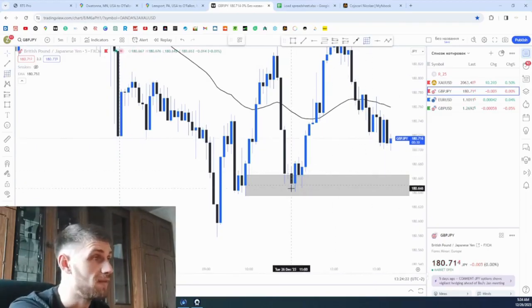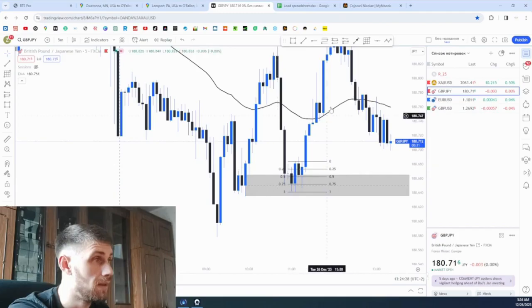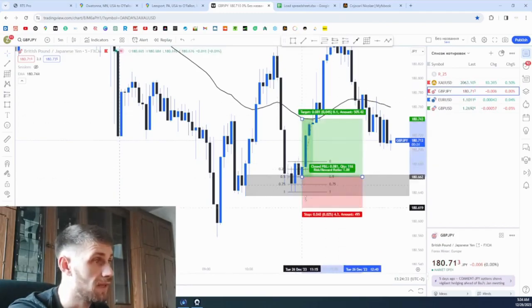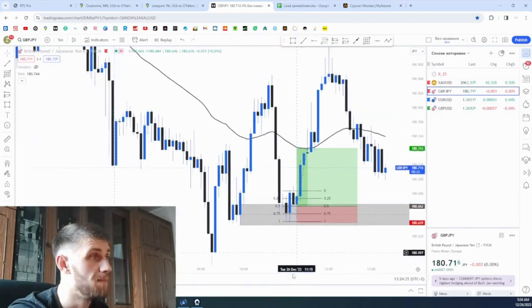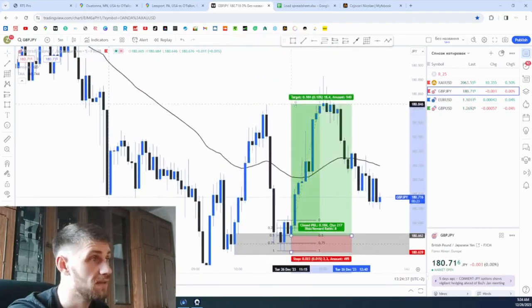put it like that, and use the 25 or 50% of the candle of the bearish or bullish engulfing and target this high.